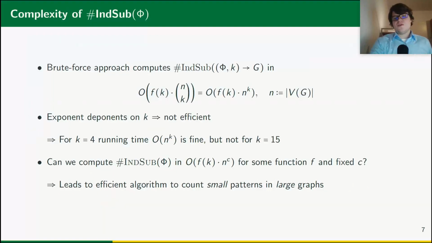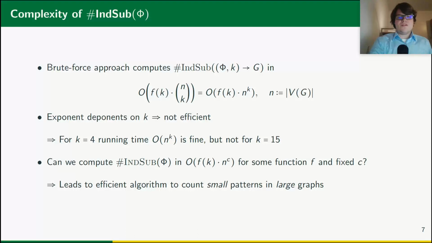And of course, we could always compute the function #IndSub(Φ) in this brute force manner. And this would take a running time of f(k) times n choose k, because basically we have n choose k many induced subgraphs, and for each subgraph we need time f(k) to check if it's valid or not, meaning that we get a runtime of f(k) times n to the power of k, basically. And this, of course, is extremely inefficient.